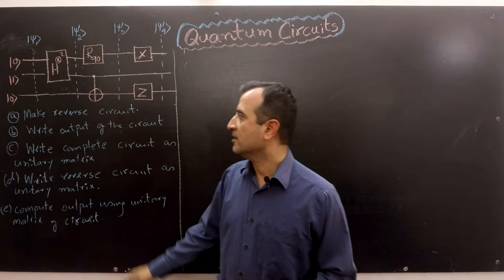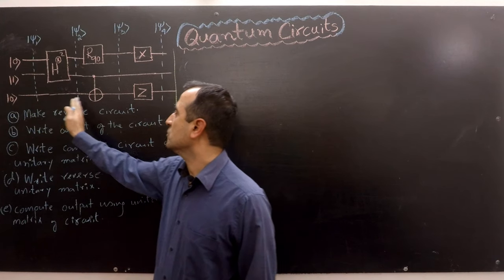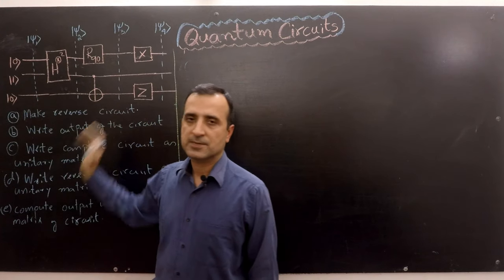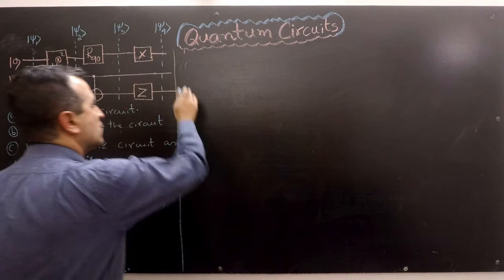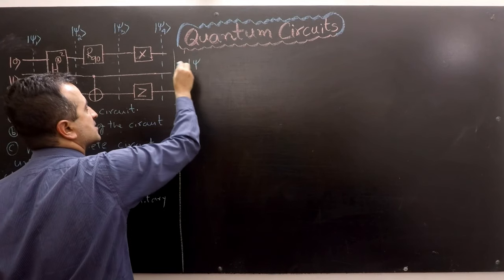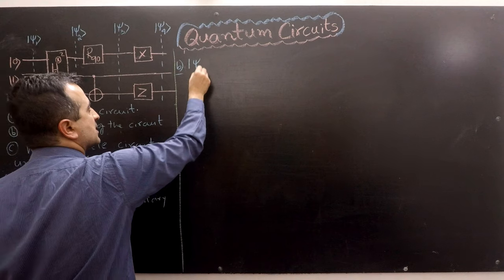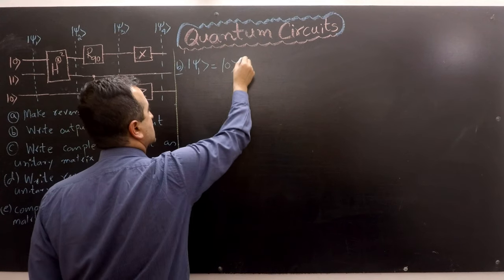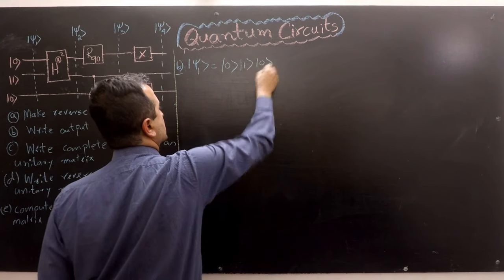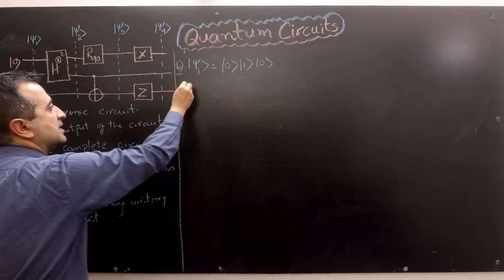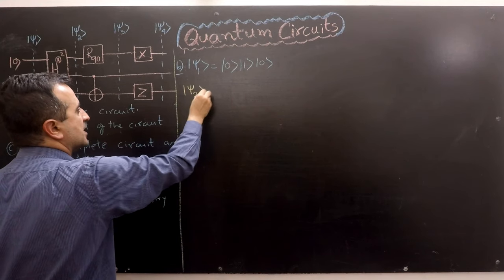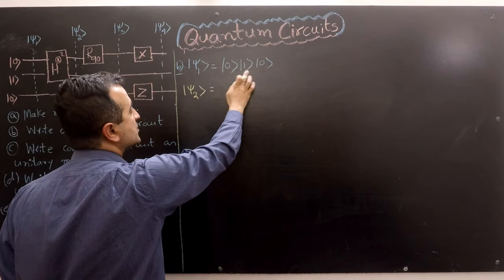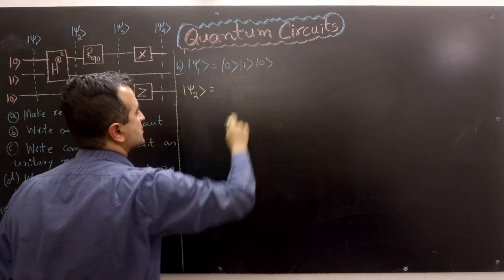I have divided the circuit into different stages. So this is my stage 1, stage 2, stage 3, and stage 4. And I will show what the outcome will be at each stage. So the outcome of the first stage, this is part B, is ket psi 1, and ket psi 1 will be equal to ket 0, ket 1, and ket 0. For the second stage, the outcome will be ket psi 2, where I will apply the Hadamard gate on the first two registers, keeping the last register untouched.